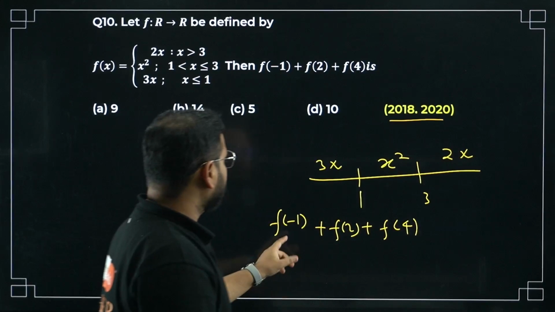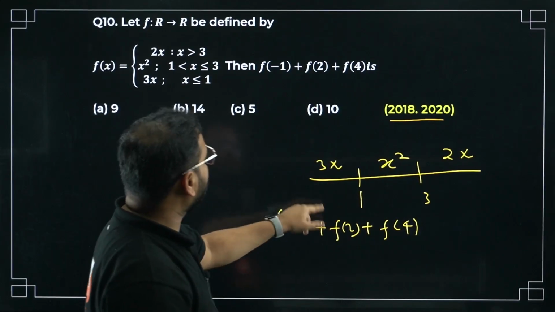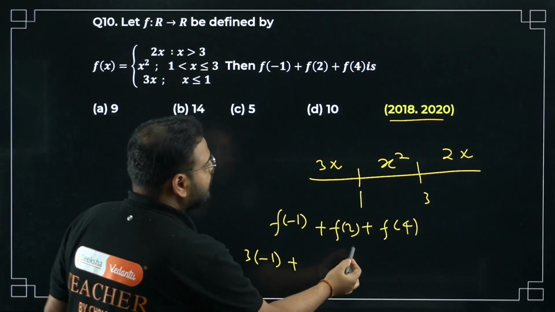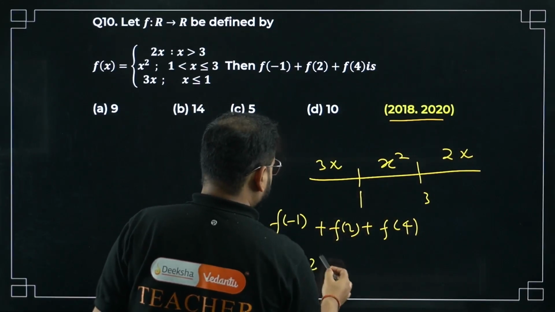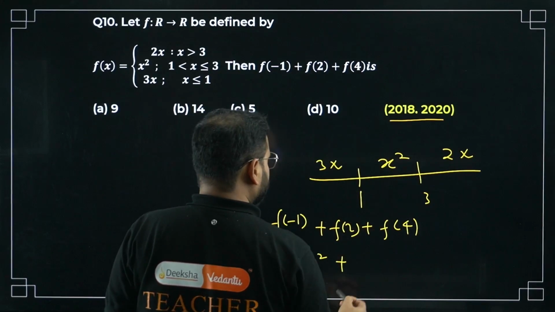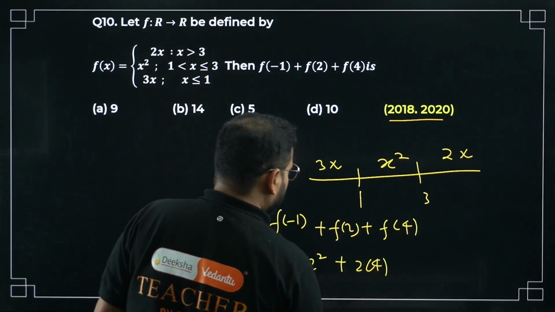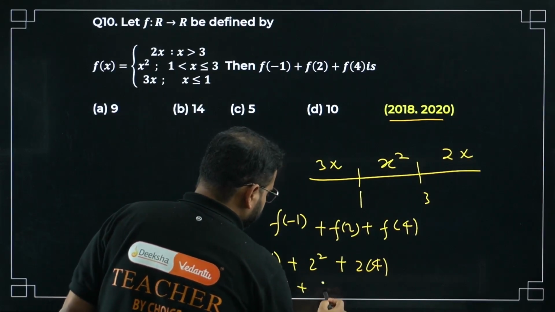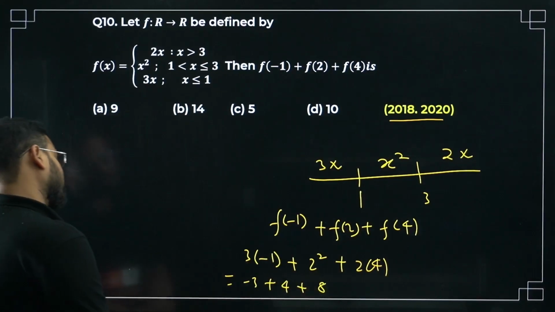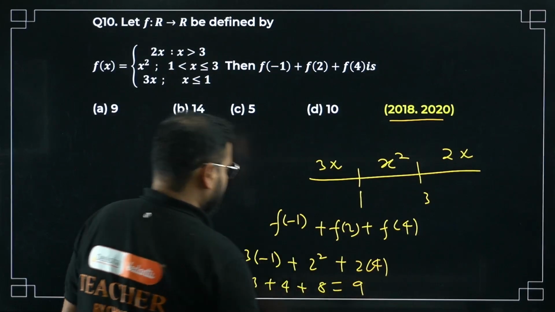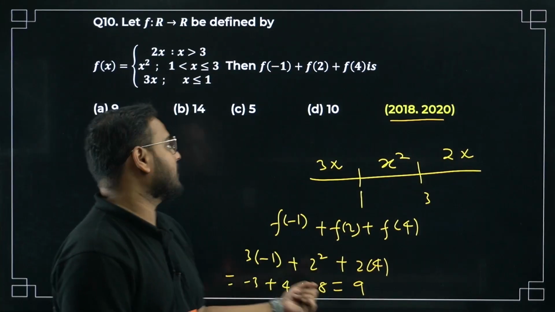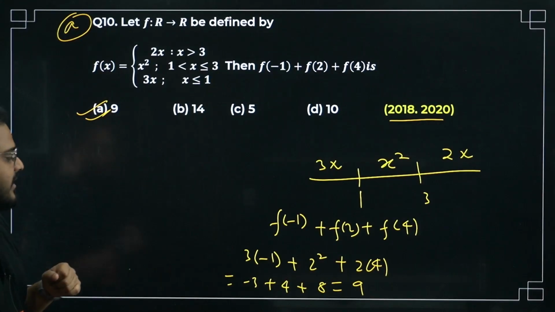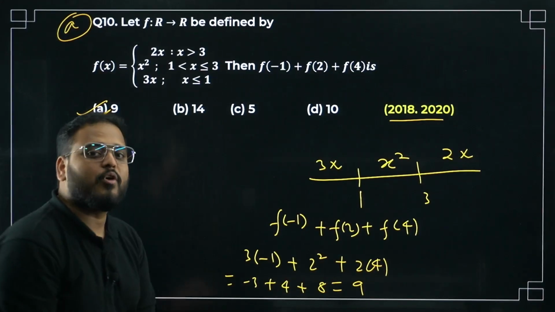Please check. F of minus 1, sir, bacha, I have to take over here only now. F of minus 1 will become minus 3, or minus 1 times 3 I can write. F of 2, bacha, it will come over here, so 2 square. F of 4, sir, 4 into 2. Okay, what am I getting? Minus 3, 8 plus 4 is 12, minus 3 is 9. So option A is correct. Option number A is correct, 9.